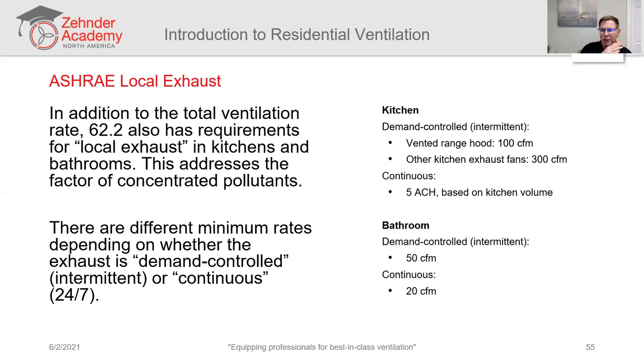If you're going to have it running 24/7 continuous, then the kitchen ventilation rate can be 5 ACH for the kitchen, not the house volume, but just the kitchen volume. And then you need to have local exhaust in the bathroom as well. Again, if you're intermittent or demand controlled, you have to have a minimum of 50 CFM.